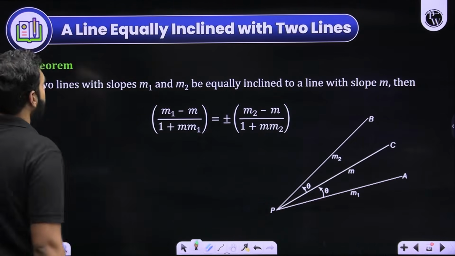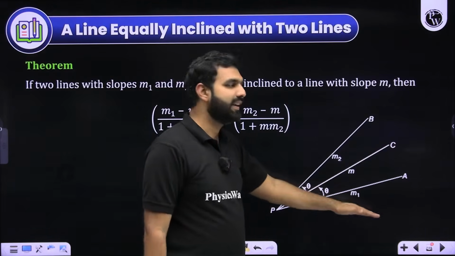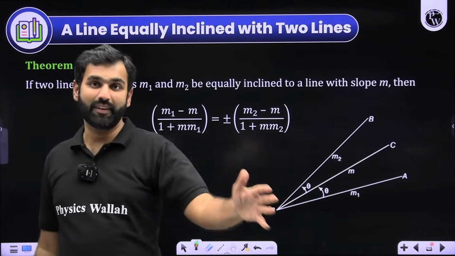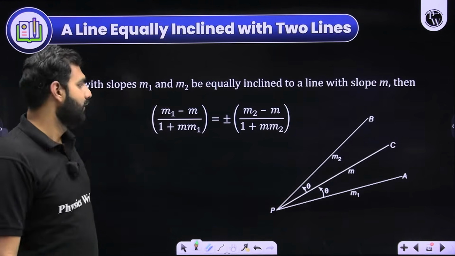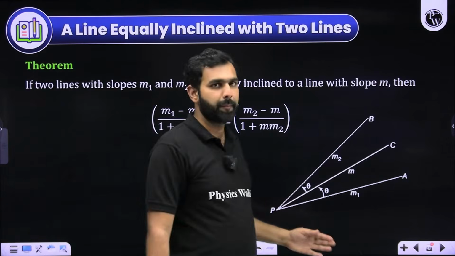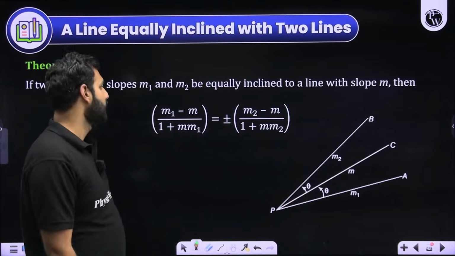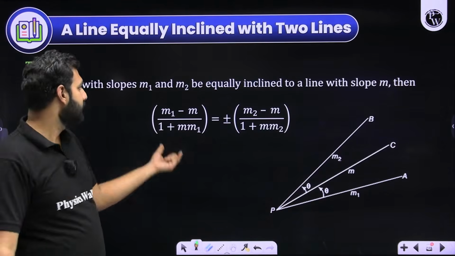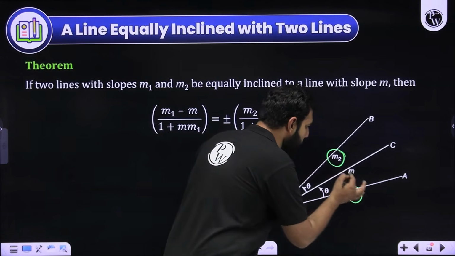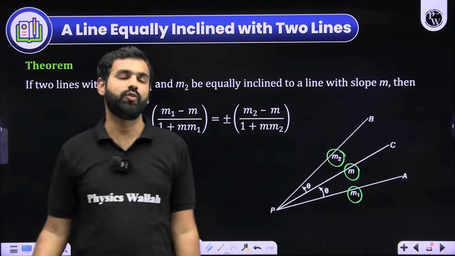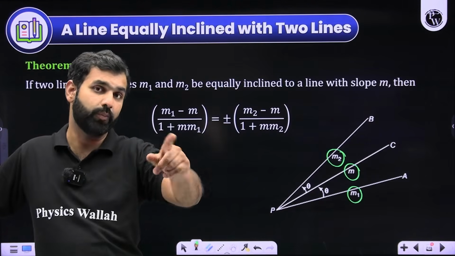Now, let's say I have a line which is equally inclined on two lines. So I hope it will be forming equal angles with these two lines. For example, there are two lines M1 and M2. There is a third line which is equally inclined with these two lines. So this is the relation. Let's say this line has slope M1, the other line has slope M2, and the line I'm looking for has slope M.